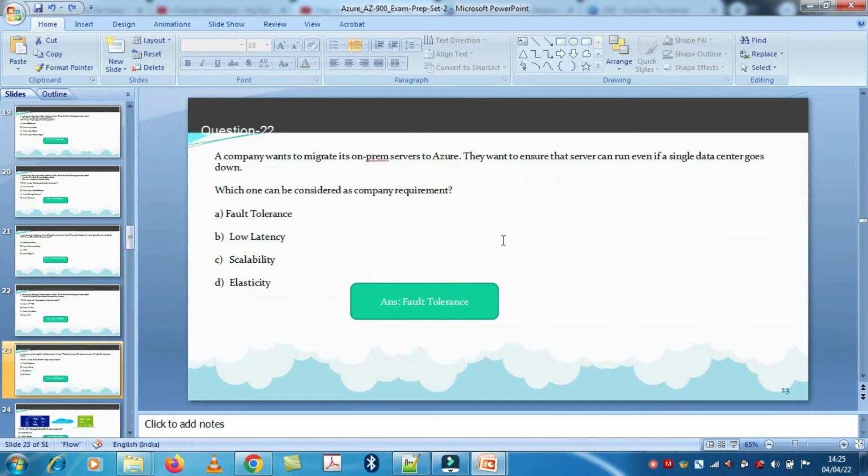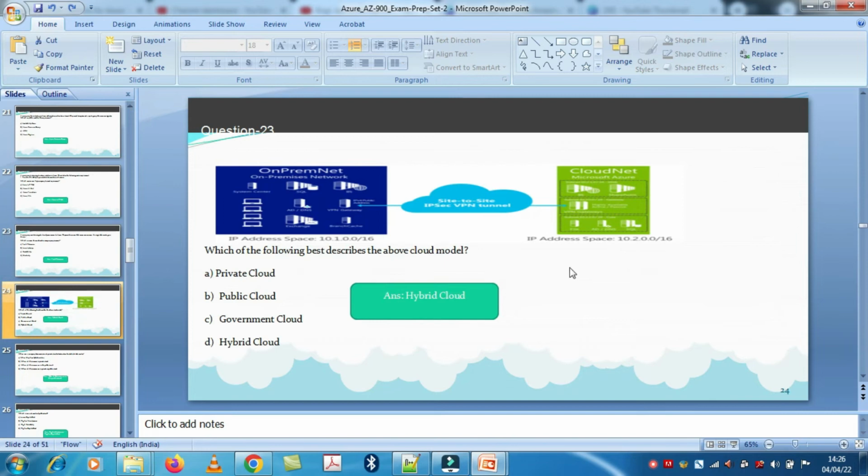Okay, now moving to the next question. A company wants to migrate its on-premises server to Azure. They want to ensure that the server can run even if a single data center goes down. It's pretty simple. In session one, set one, I told you those are called unplanned maintenance, right? In case of some hardware failure, right? So you need to implement fault tolerance. And update domain is related to your planned maintenance, guys. This is why it is fault tolerance.